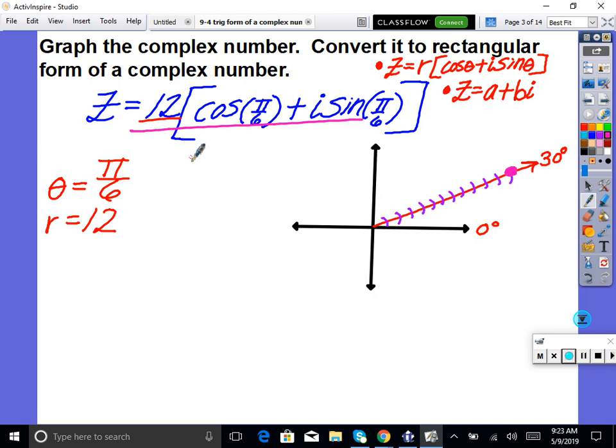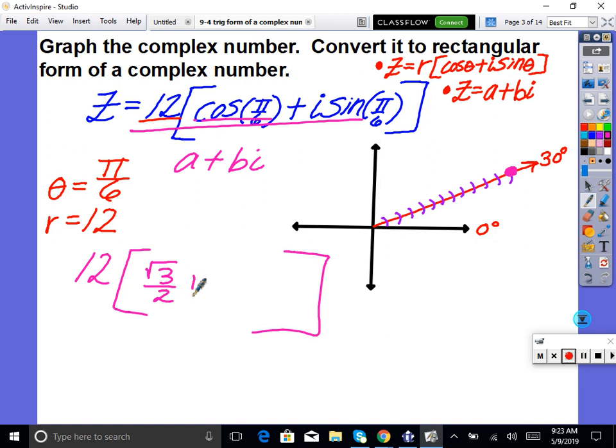So now it says, after you've graphed it, instead of trig form, we want to put it in its complex number form, which is a plus bi. So you literally just calculate it. 12 is 12, so keep 12 as 12. Now what is the cosine at pi/6? Unit circle should be in front of you today. The cosine at pi/6 is root 3 over 2, right?